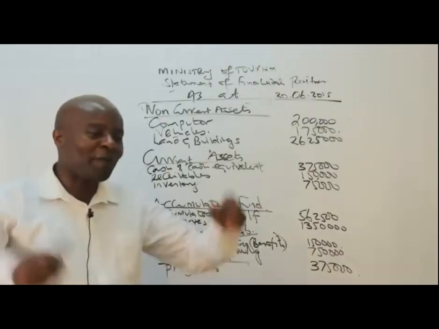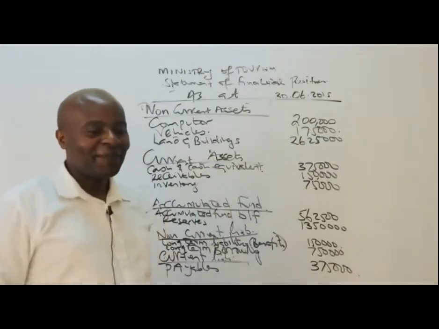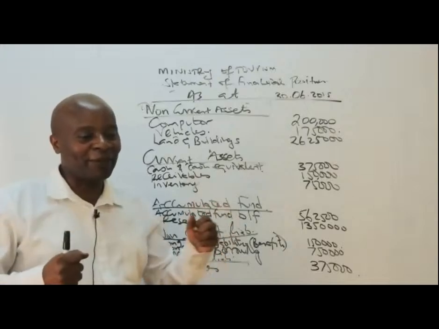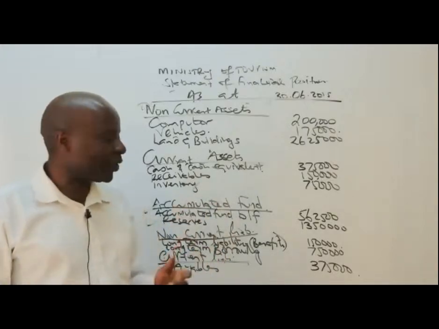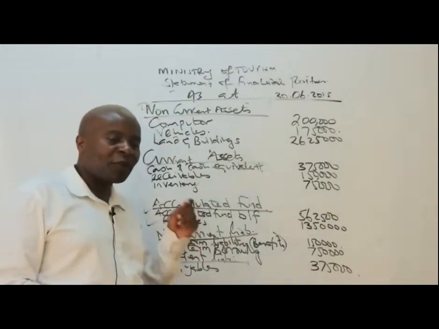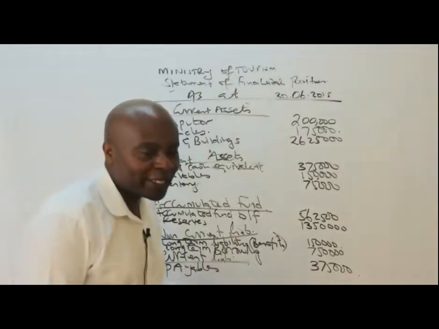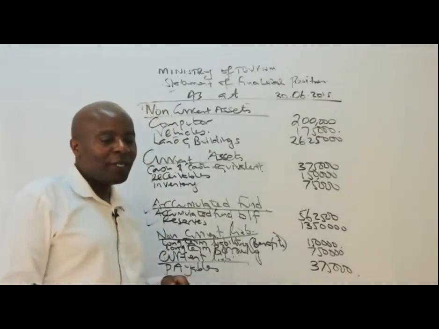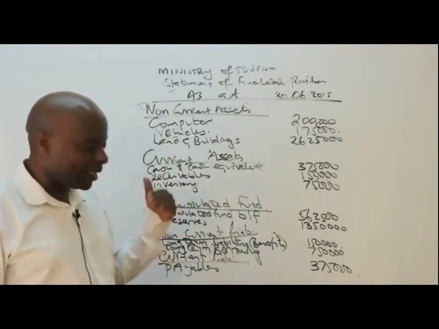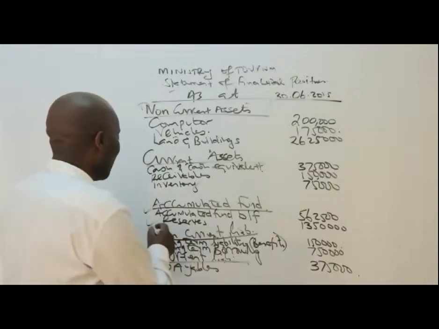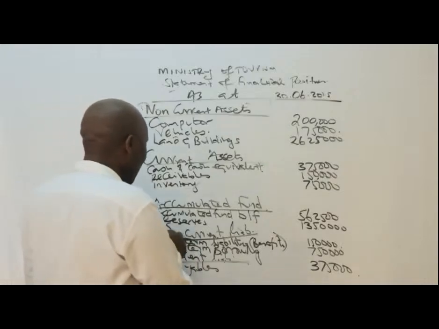Very good. From performance, surplus. So where do we take the surplus for the year? Under the accumulated fund, you'll come and tell us the surplus for the year.